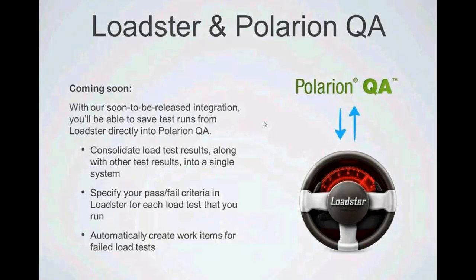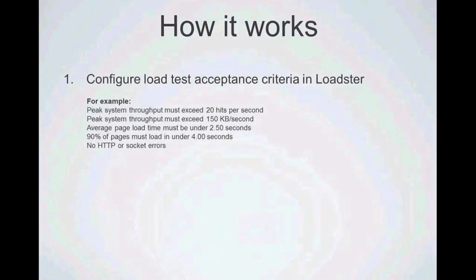What's more, you'll be able to specify your pass-fail criteria. Remember the load test validation or acceptance criteria we talked about earlier? So you'll be able to specify that in Loadster before running a test. And then when your test is done and you export it into Polarian, it'll automatically create work items for any failed load test. So basically, here's the steps.